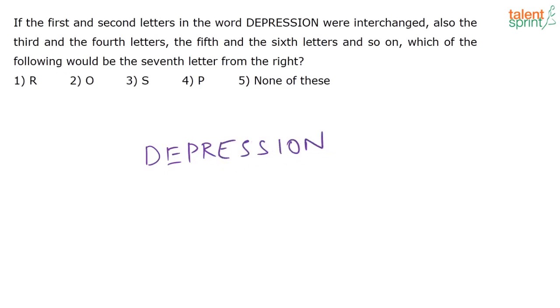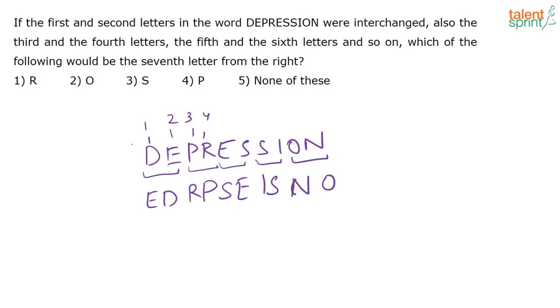D-E-P-R-E-S-S-I-O-N. The first and the second letters of the word are interchanged, correct? So which are the first and the second letter? They are interchanged means this is in position 1, correct? This is in position 2. So E is going to come to position 1 and D is going to go to position 2. So this will become ED. Similarly, the third and the fourth letters are interchanged, correct? So R will come to position 3, correct? And P will go to position 4. Similarly, fifth and sixth, these two. So club two letters together and just interchange them and write, correct? That's what they have given, correct?